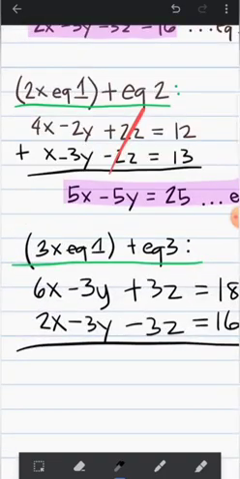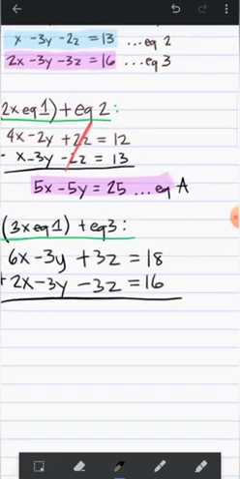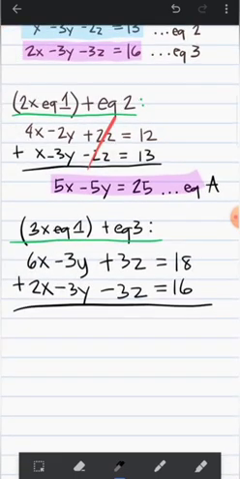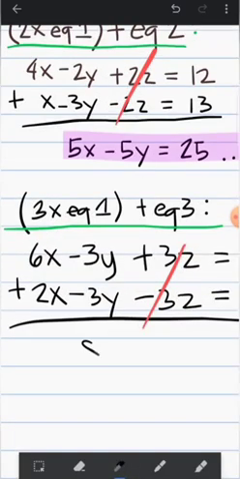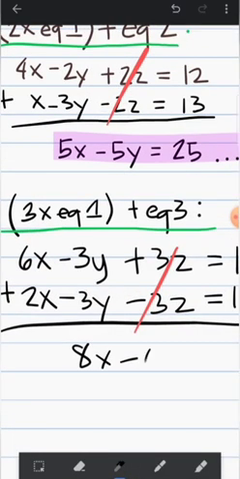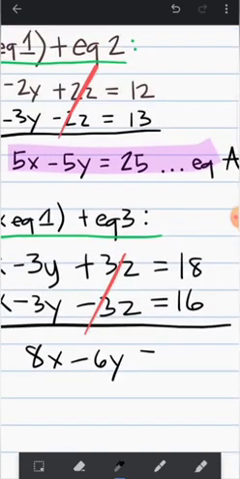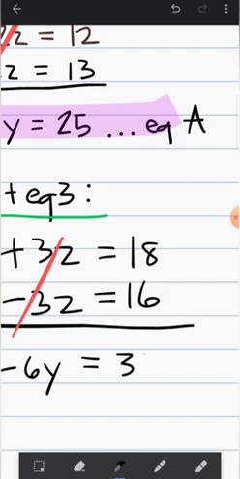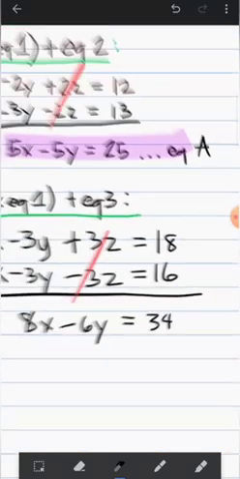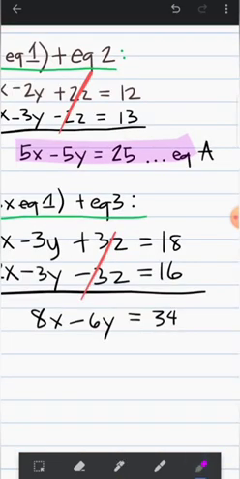And then, with this one, I can combine. And what we're going to get, of course, is that the z will cancel out. What we're going to get is 8x minus 6y. That's equal to 18 plus 16, which is 34. Because 8 plus 6 is 14. And yeah, that's 34. This would be our equation B.